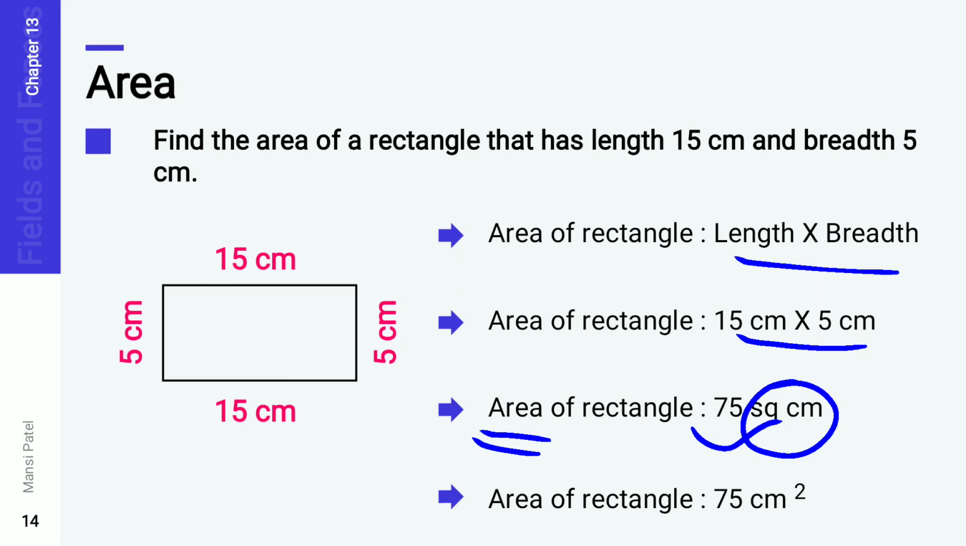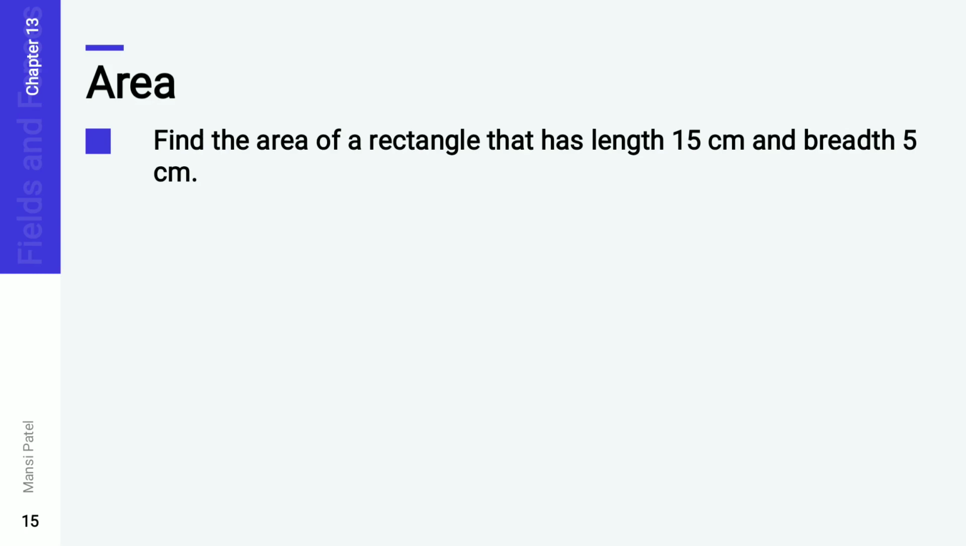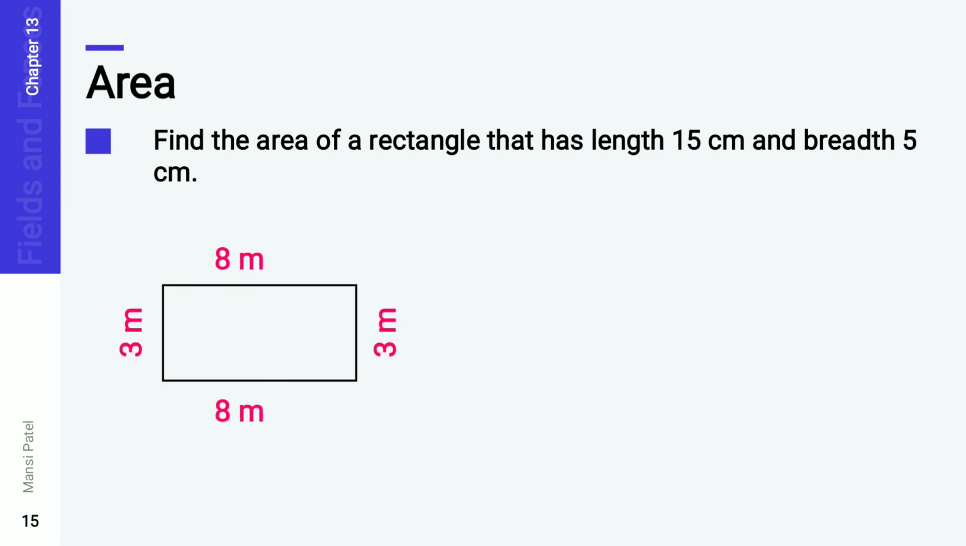Now let us see one another example to find out the area. Find out the area of rectangle that has the measurement is 8 centimeter and 3 centimeter. Here some mistake is there. Here your length is 8 centimeter and the breadth, that is the 3 centimeter.